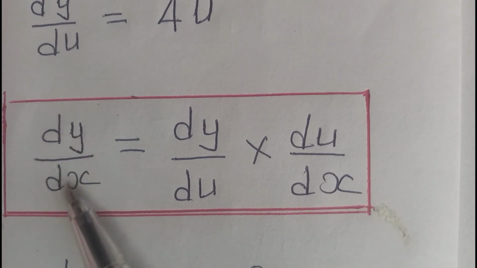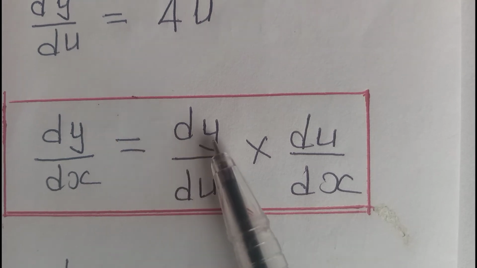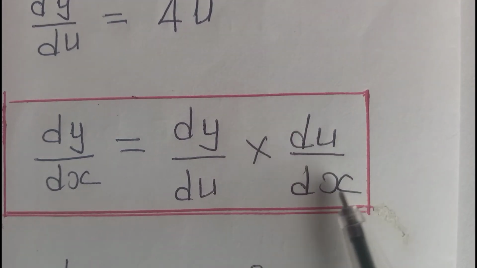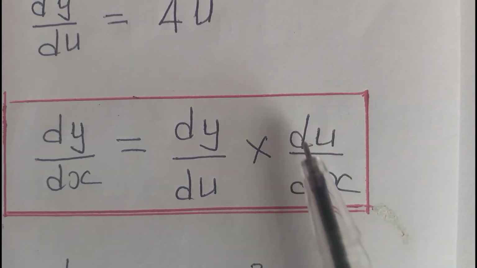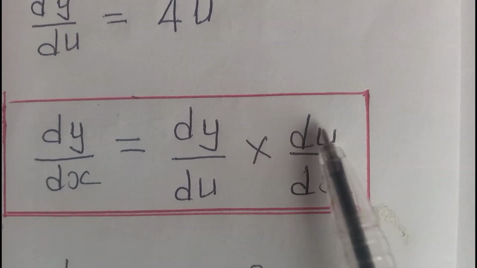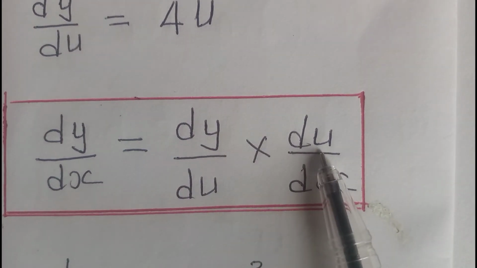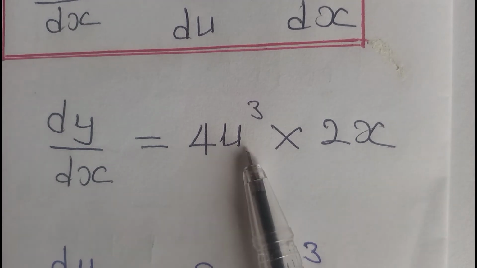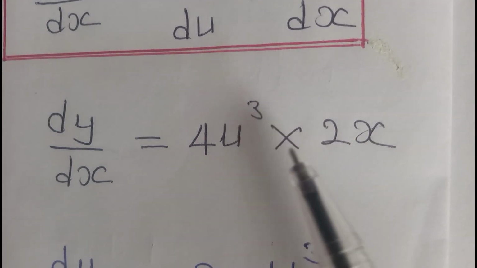Then dy by dx, which of course we are asked to find, will be equal to dy by du, which we just found, times du by dx. It will be theoretically assumed that this du and this du cancel out. You are back to dy by dx. But rather than cancelling them, we multiply them. Our dy by dx now will be equal to 4u raised to power 3 times 2x.